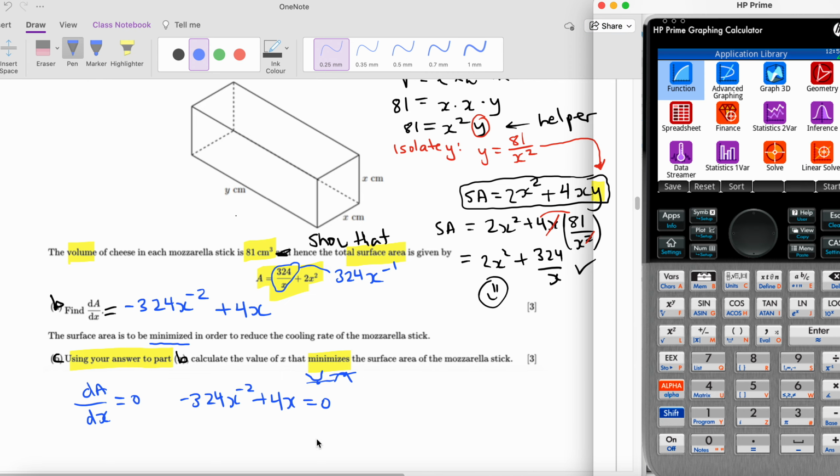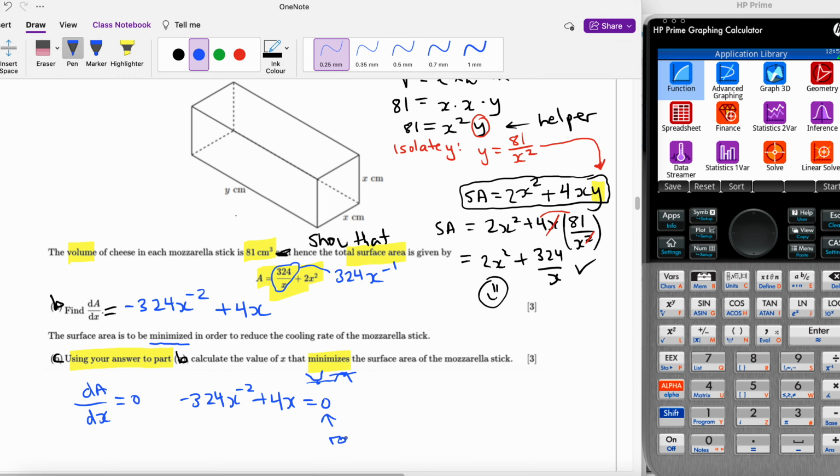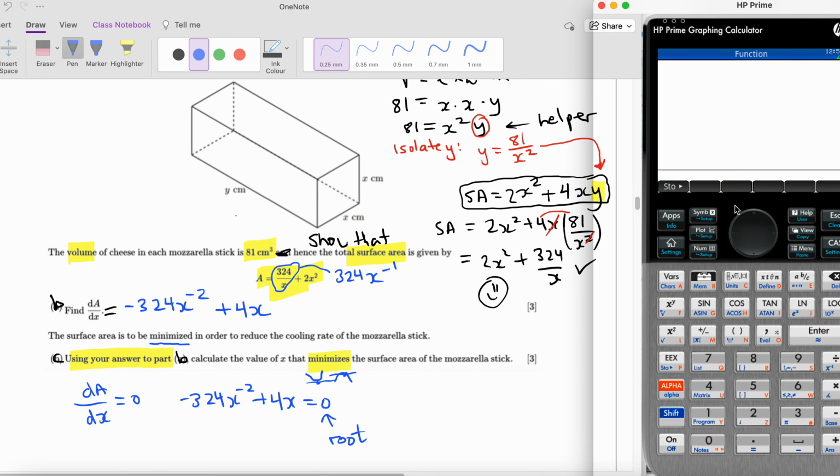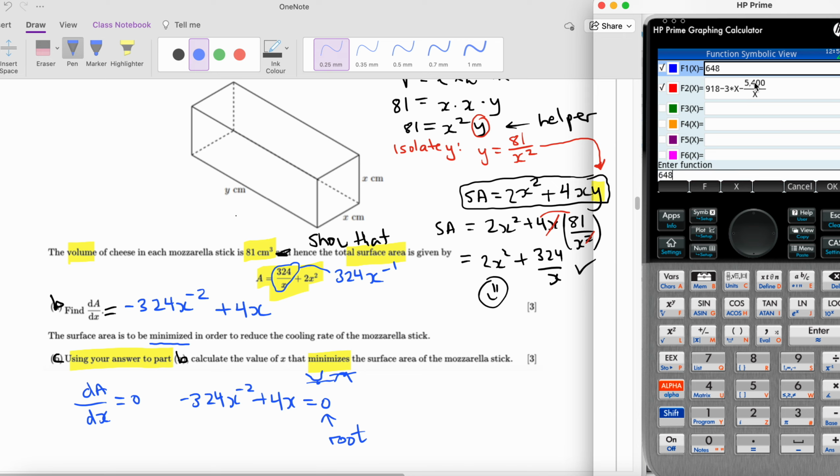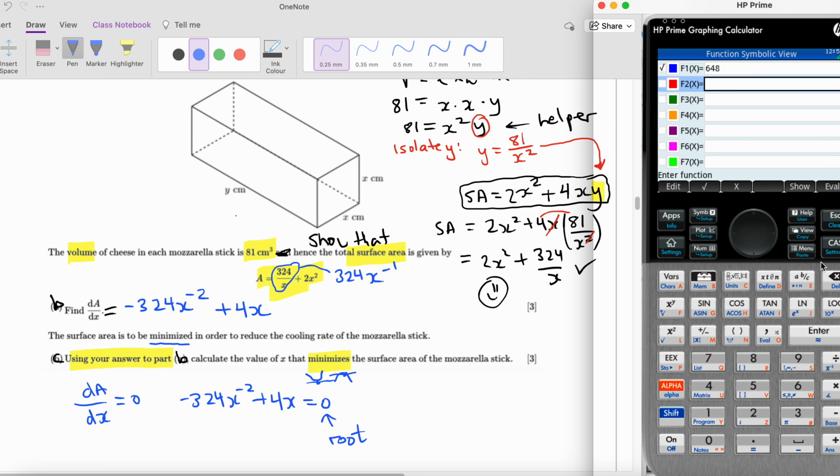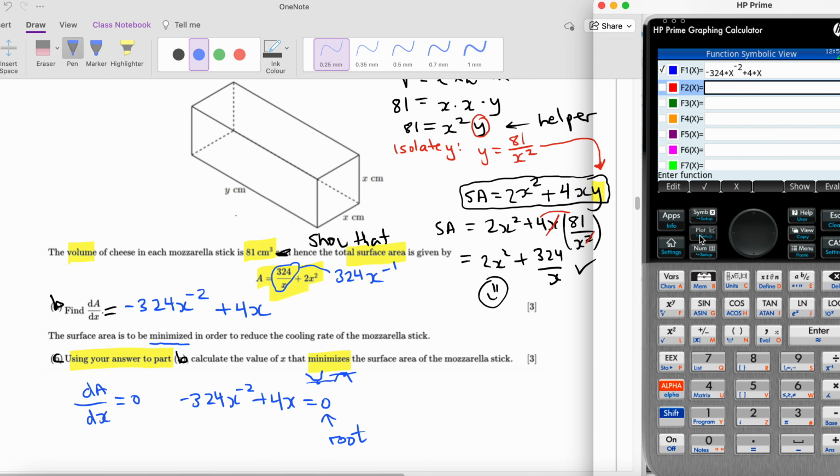Now, remember, when you set a function to 0 on your calculator, the function equaling 0 is the equivalent of an x-intercept. So let's put the function in. I'm doing a really terrible job of deleting these. Okay, so minus 324 times x to the power of minus 2, and then plus 4x.